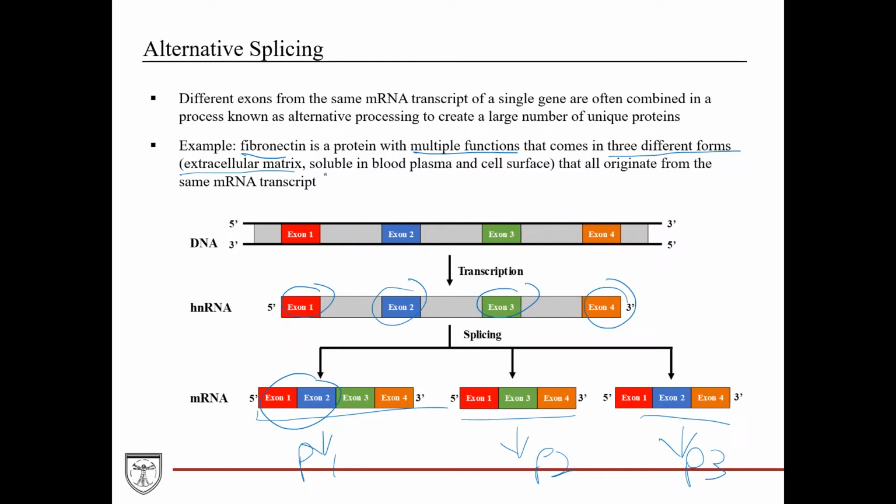Then you have a separate form that's soluble in blood plasma. That's going to have a different chemical nature, slightly different function, so it's going to have a different sequence of exons. And then lastly, you have the cell surface version, which has to be embedded in the membrane, which means it has to have the correct chemical nature to interact and embed within the cell membrane and carry out that function. So the point here is that you have 3 different versions of this protein, but they all come from the same mRNA transcript, and that's a result of alternative splicing.